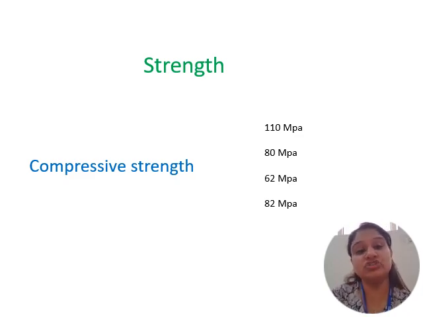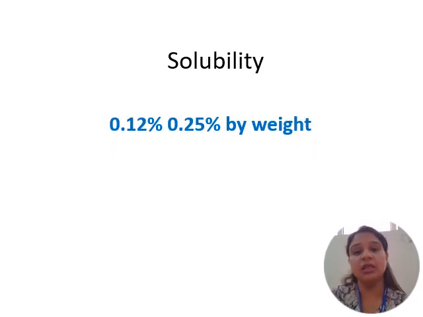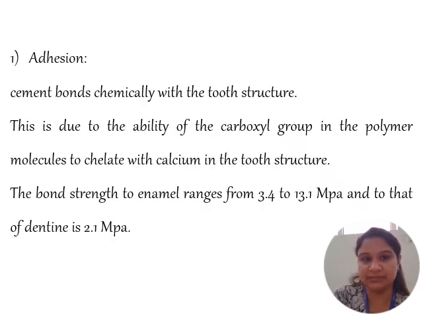Next, coming to the compressive strength. The compressive strength of your zinc polycarboxylate is 80 megapascal. The tensile strength is 8 to 12 megapascal, and the elastic modulus ranges from 4 to 6 megapascals. The solubility is 0.12% to 0.15% by weight.